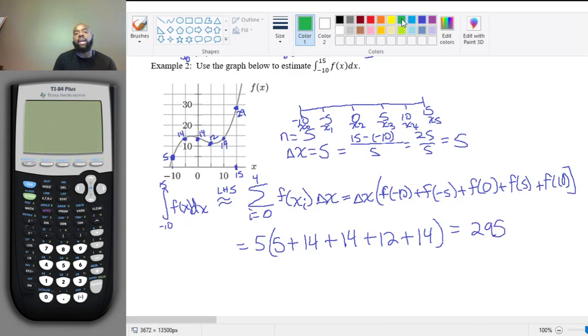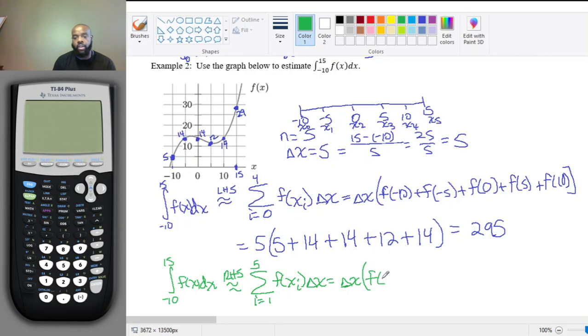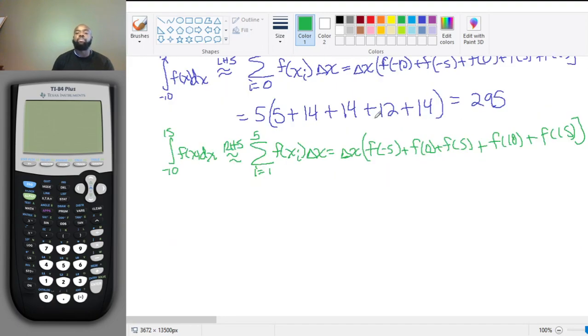All right, we can do our right-hand sums. To estimate this integral from negative 10 to 15 of f of x dx, again, we're going to use our right-hand sums here. So it's going to be the sum from i equals 1 to n. Our n is 5, f of x sub i times delta x. And so that's going to be our delta x. Our f of x sub 1 is f of negative 5. Then we do f of 0, f of 5, f of 10, f of 15. All right. And since I open with a parenthesis, I'm going to close with a parenthesis.